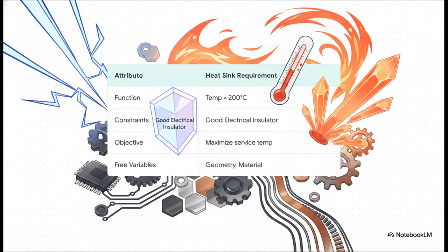By translating these requirements, we establish our extreme constraints. It has to pull heat away, sure, but because it sits directly on a microchip, it absolutely must be a fantastic electrical insulator so it doesn't short-circuit the whole board. We're talking an electrical resistivity of less than 10 to the 19th microohm centimeters. And the objective? Maximize the service temperature. Our free variables here are the geometry and, of course, the material.